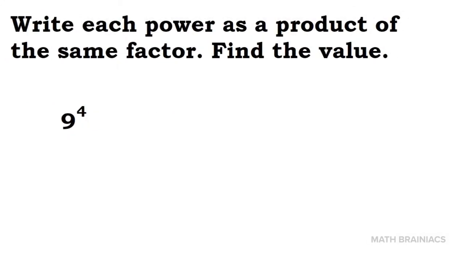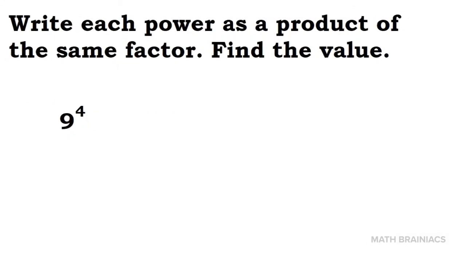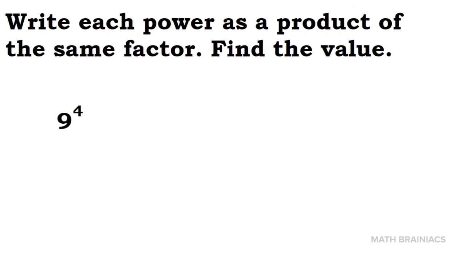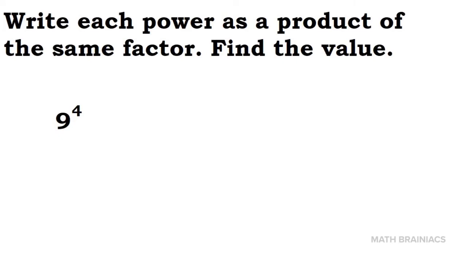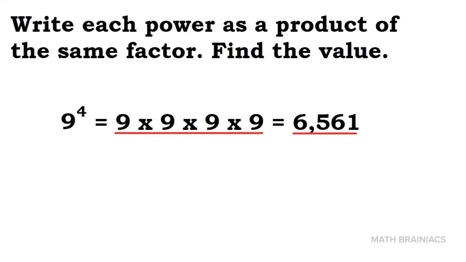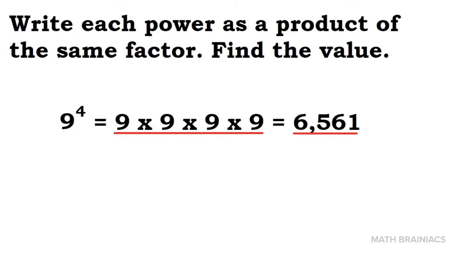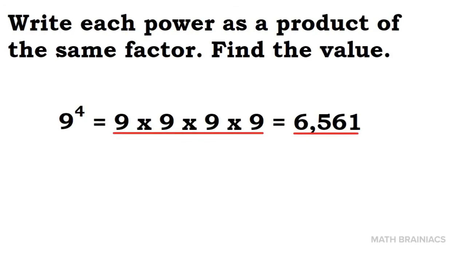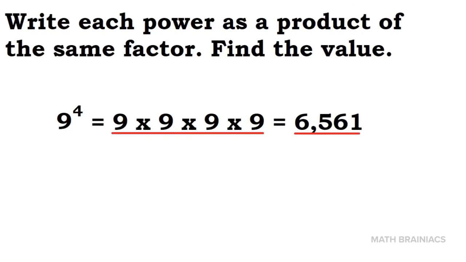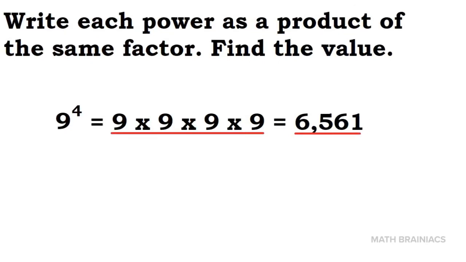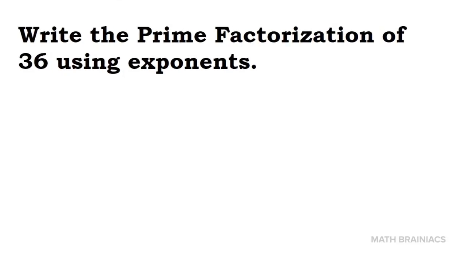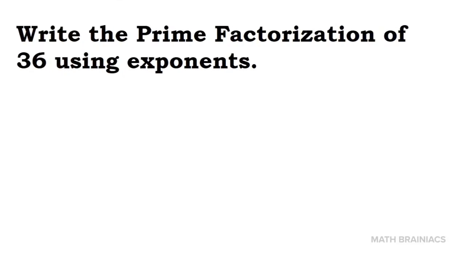Let's try another number so that you can understand it well. 9 to the power of 4. The base is 9 and the exponent is 4. Consequently, you are going to multiply 9 4 times. Therefore, it is 9 times 9 times 9 times 9, which will give us 6,561.